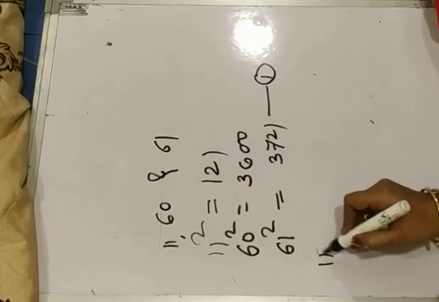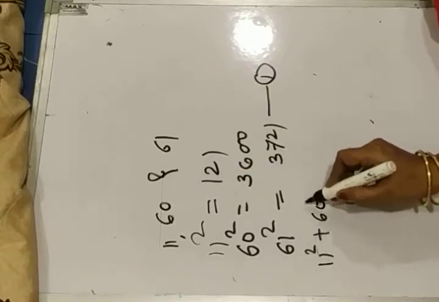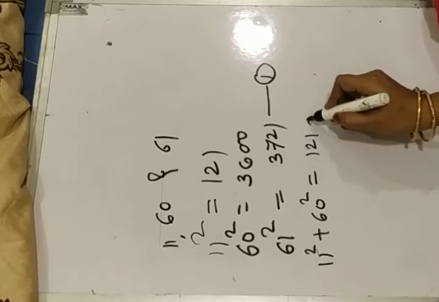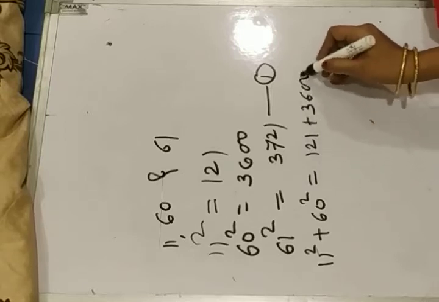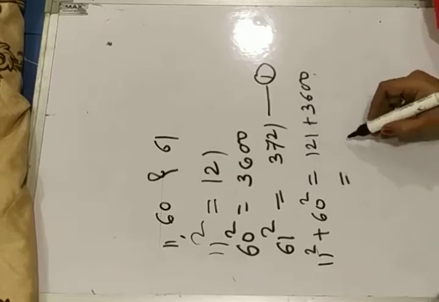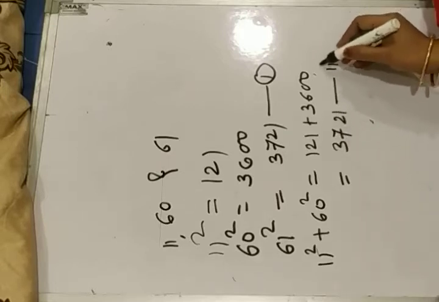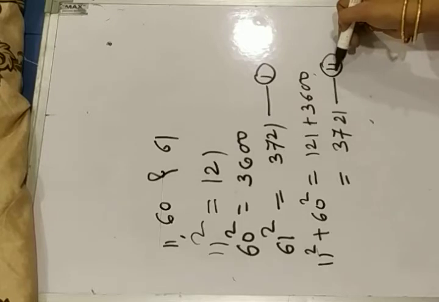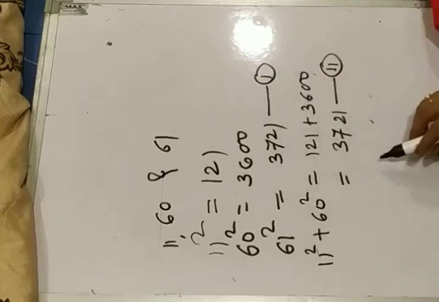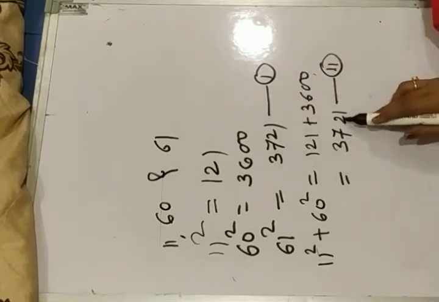Adding these two terms, 11 square plus 60 square equals 121 plus 3600 equals 3721, equation number 2. From equation 1 and 2, 3721 equals 3721.